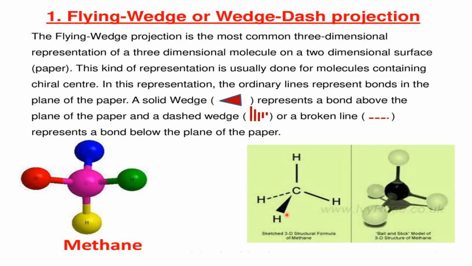So in Flying-Wedge formula, we use solid wedges and broken lines apart from dark black lines to represent the molecule from a three-dimensional picture to a two-dimensional picture.